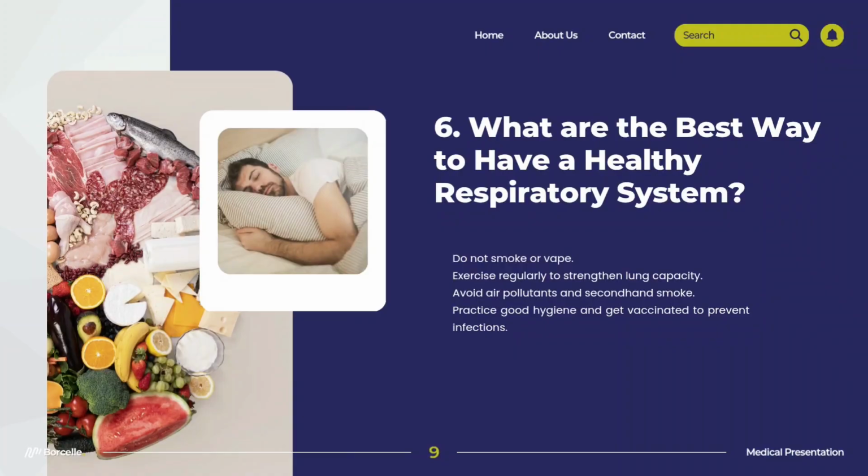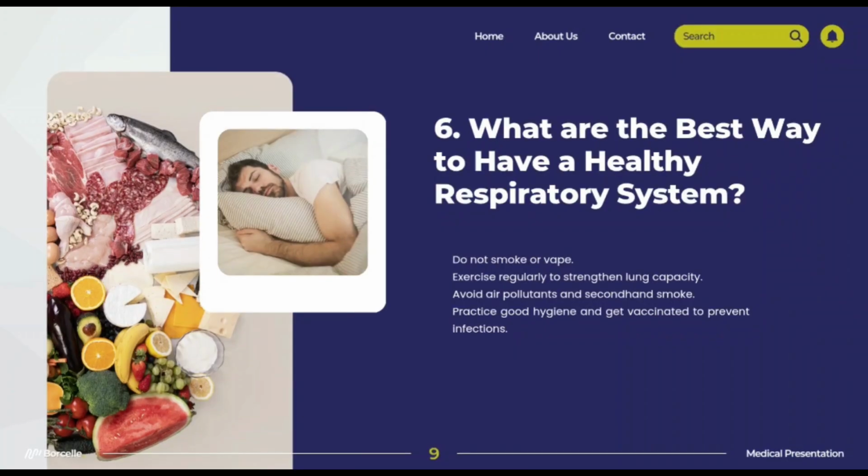What are the best ways to have a healthy respiratory system? First, do not smoke or vape. Exercise regularly to strengthen lung capacity. Avoid air pollutants and secondhand smoke. Practice good hygiene and get vaccinated to prevent infections.